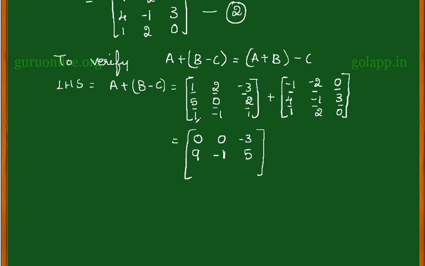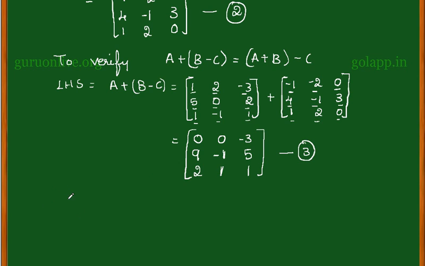The last row, first element is 1 and the corresponding element is 1. So 1 plus 1 gives you 2. And the second element in the last row is minus 1 and the corresponding element is 2. So minus 1 plus 2 gives you 1. The last row, last element is 1 and the corresponding element is 0. So 1 plus 0 is 1. This is the LHS. So call this equation 3.